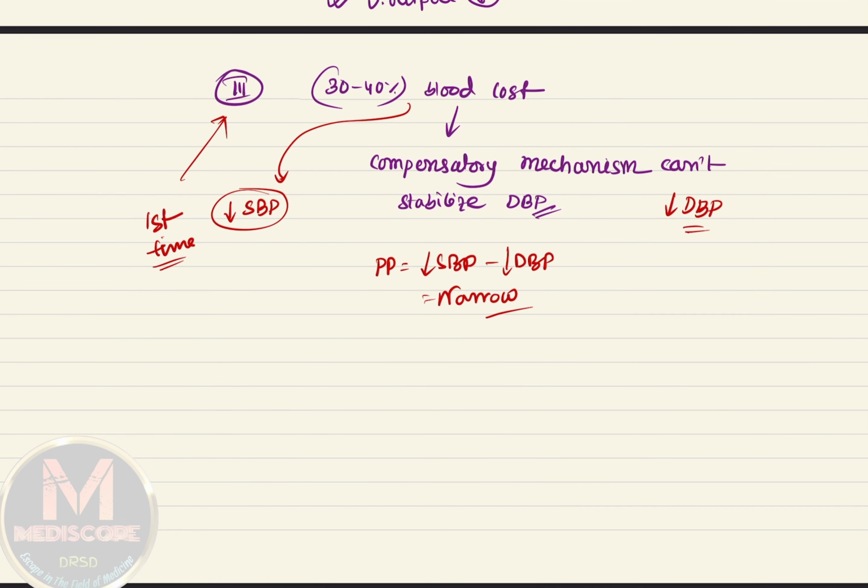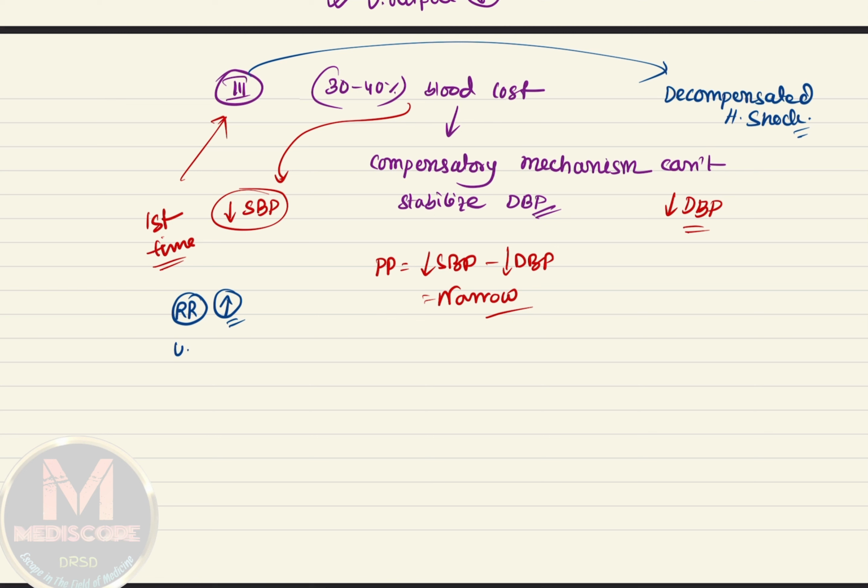So what about the respiratory rate? As I told you, till now the respiratory rate was normal, but in class 3 there will be gradually developing tachypnea. Urine output, please remember this is a decompensated stage. That means the compensatory mechanism cannot help the patient. So it is a decompensated hypovolemic shock. Here the patient will be confused and the urine output will be very much low. Oliguria will be there.